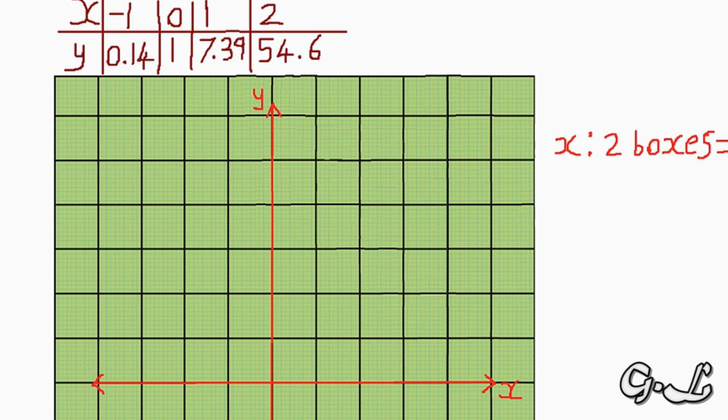So we're simply going to say two boxes to represent 1 unit. So two boxes on that graph are going to represent 1 unit. And then what about on the y-axis? On the y-axis, we are simply going to check the units that were given. So we have 0.14, we have 1, we have 7.39, and we have 54.6.